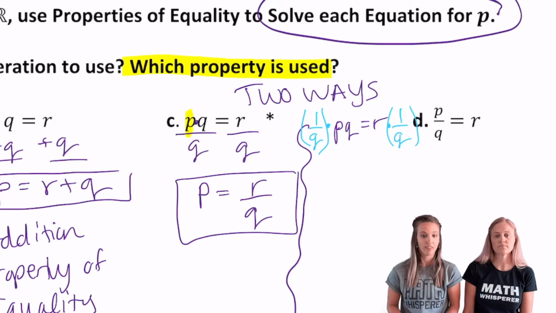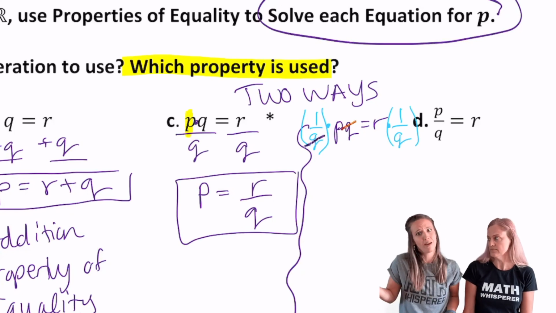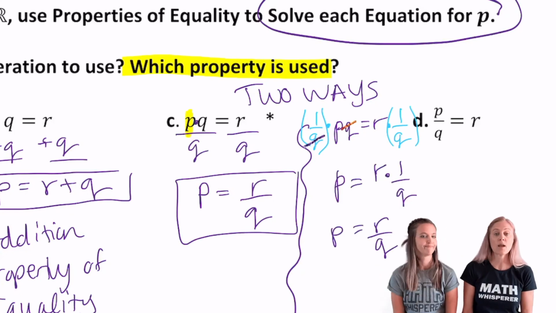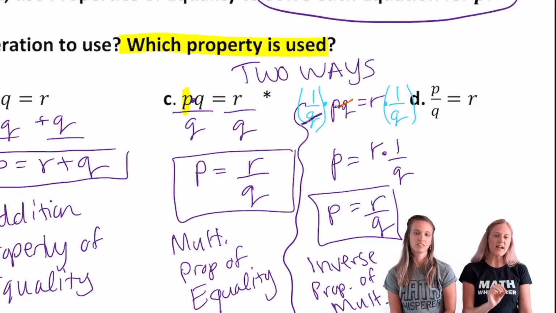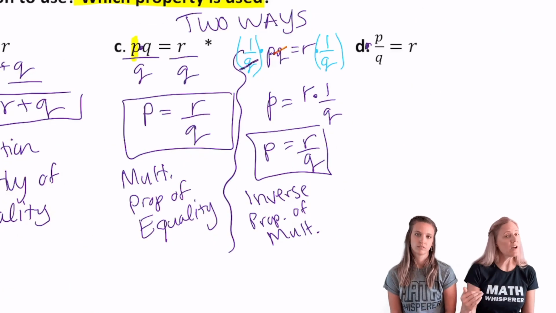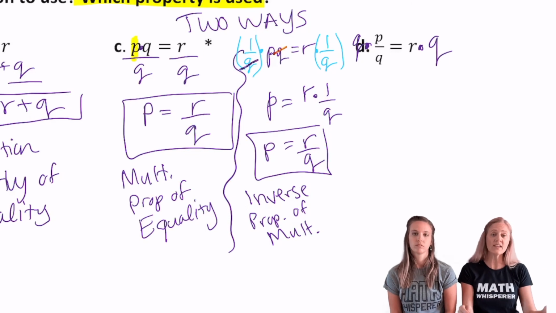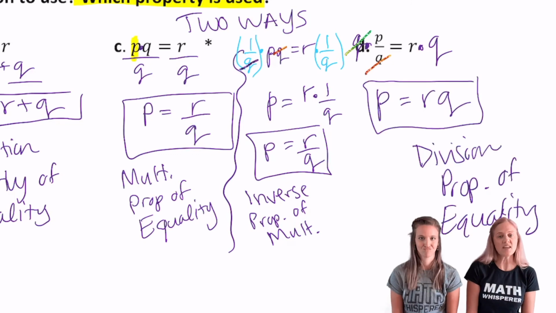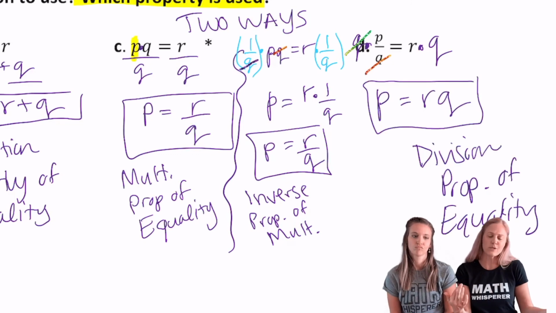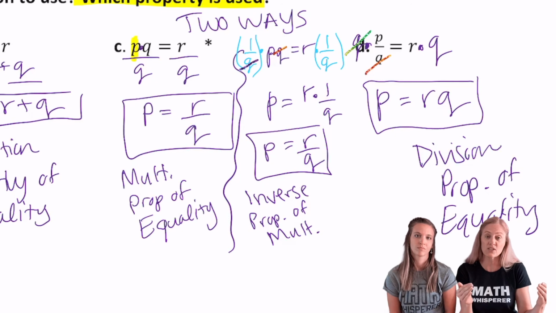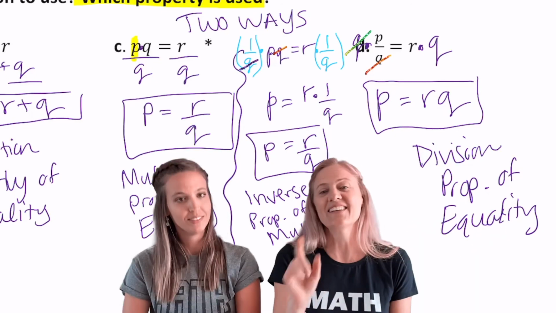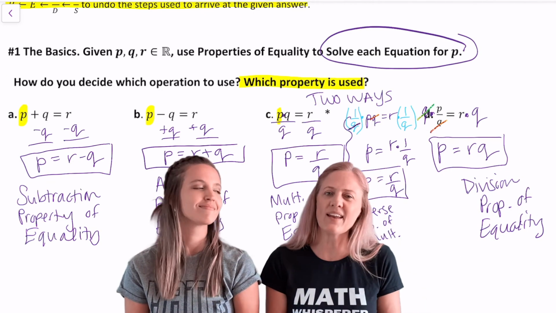So if I do that, then I have p equals, well, r times 1 over q is just r over q. Last, we see that we have p divided by q equals r. Well, we want to undo divide by, so we're going to multiply by q, multiplication property of equality, on both sides, show it, and then we get p equals r times q, or q times r, because multiplication is commutative.